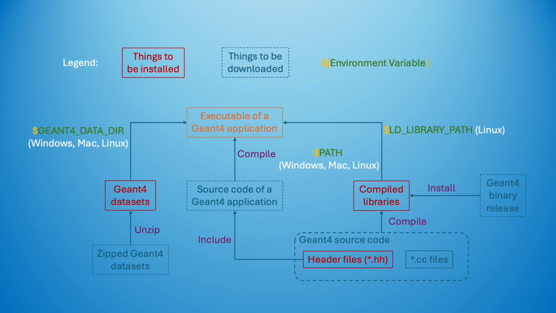Two environment variables are necessary for all operating systems: Geom4 data dir, which holds the location of Geom4 datasets, and the path, which holds the location of the Geom4 bin folder through which the compilation system finds headers and libraries. On Linux, LD library path needs to be set to hold the location of compiled libraries so that a Geom4 executable can find them during the runtime.